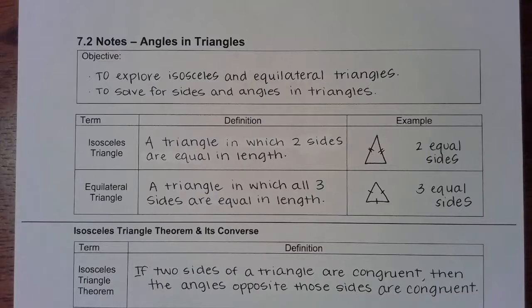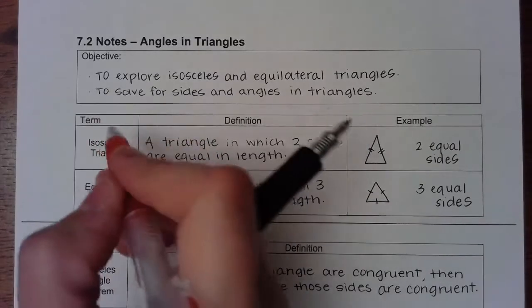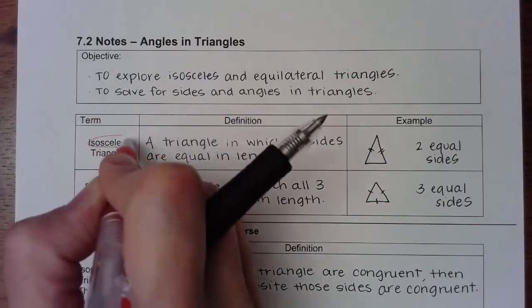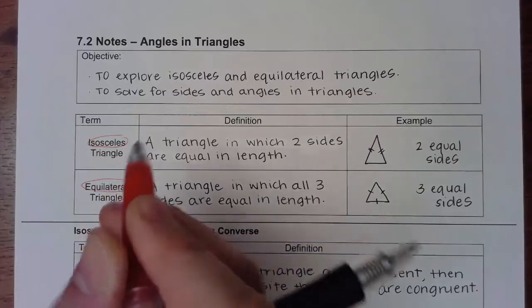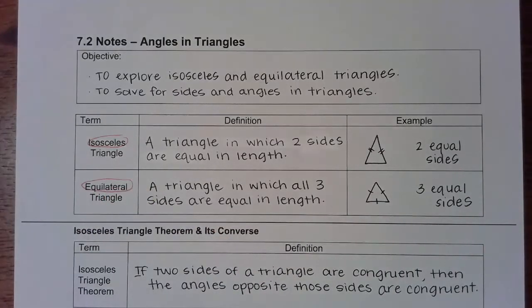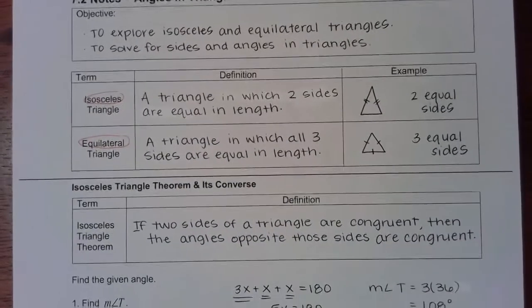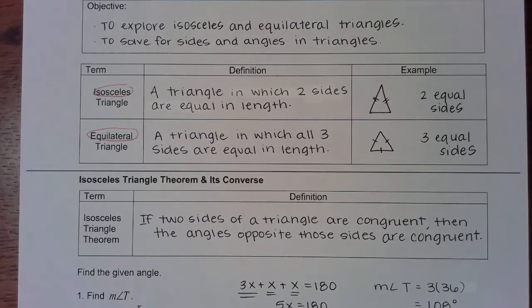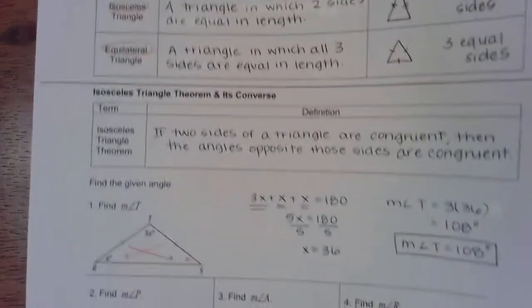Alright, so in the notes for 7.2, we're going to be looking specifically at triangles. The notes for 7.1 talked about all the different kinds of polygons, but today's notes are just about triangles. Two important words for you to remember the definitions of here: an isosceles triangle has two sides that are the same, and in an equilateral triangle, all three sides are the same. The isosceles triangle theorem says that if two sides of a triangle are congruent, then the angles opposite those sides are congruent. And so we're going to be solving some problems today using the isosceles triangle theorem.